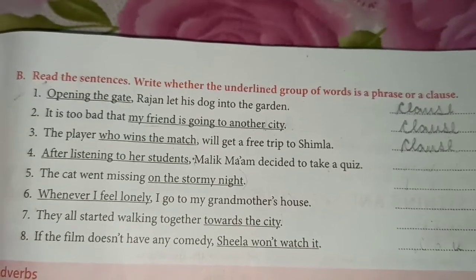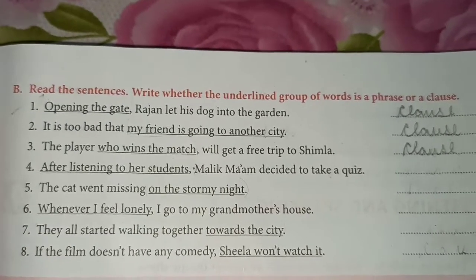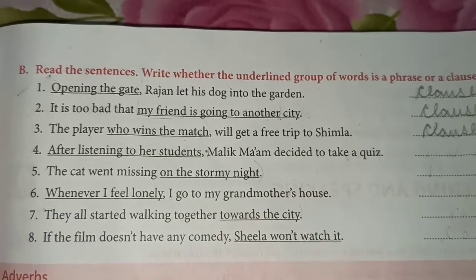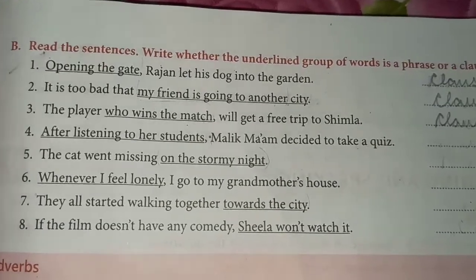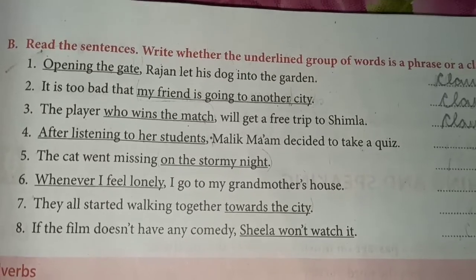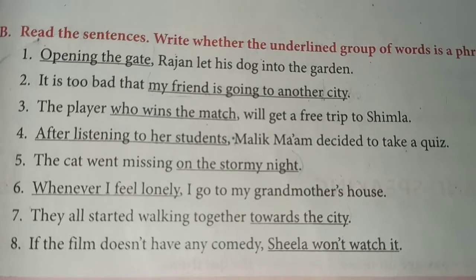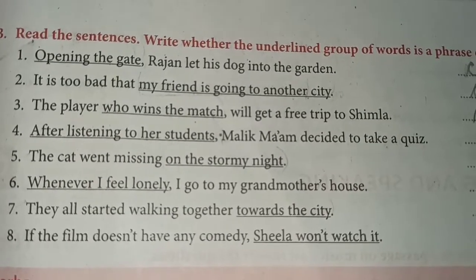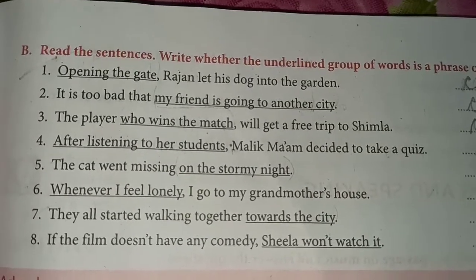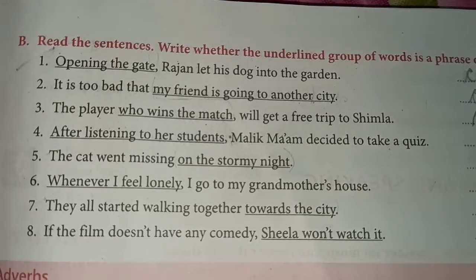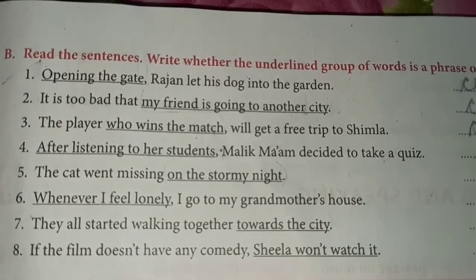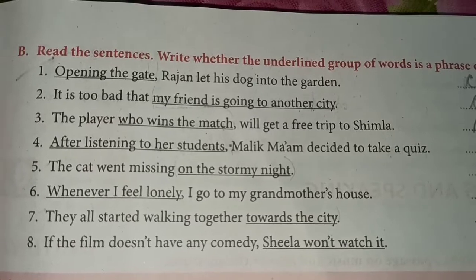The next one is, after listening to her students, Malik ma'am decided to take a quiz. After listening to her students is also a clause because it has a subject that is her, which refers to Malik ma'am. Then it also has a verb that is listening, and it also has a predicate. It is conveying some meaning too.